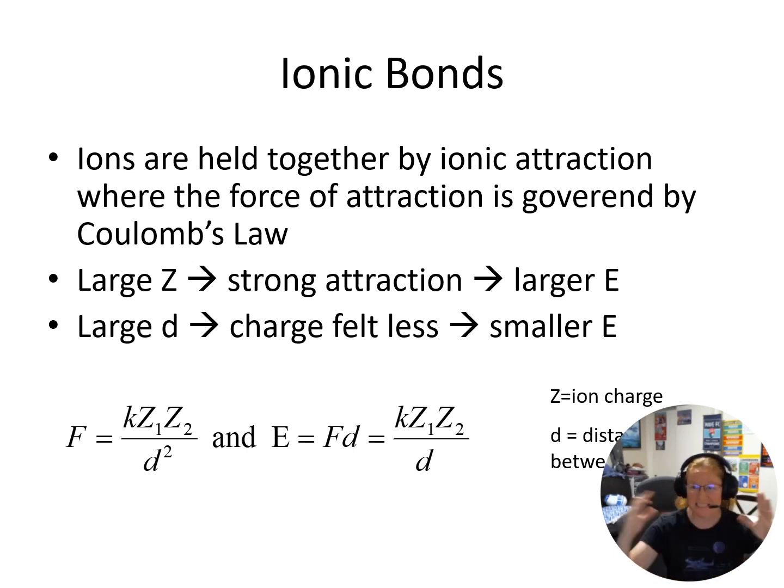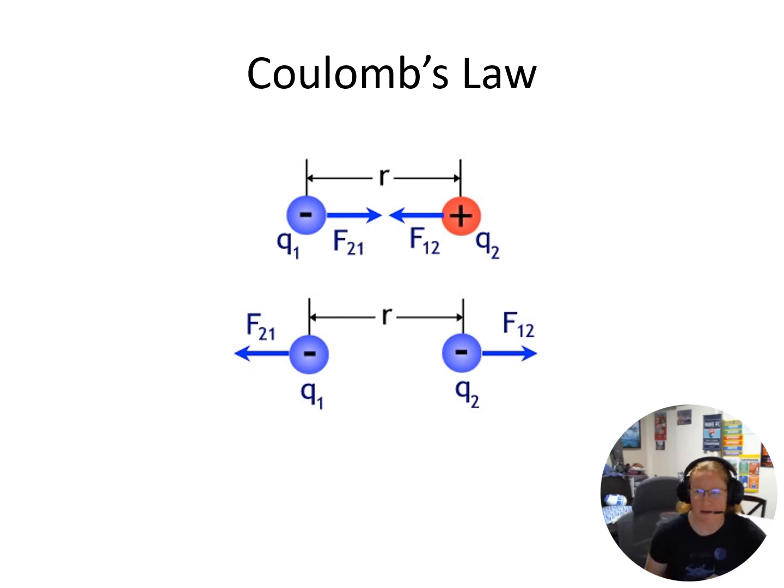When we have a large nuclear charge, we have stronger attraction, we have more energy. When we have a large distance, where d is the distance between the nuclei, then we're not going to feel the charge as much and the energy is going to be less. So more charge, stronger attraction, more energy. More distance, less charge is felt, less attraction, smaller energy. This is a diagram of Coulomb's law showing how the distance between them affects that interaction. If you've got something positive and negative, they're attracted. If you have two things that are negative, they're going to repel each other.